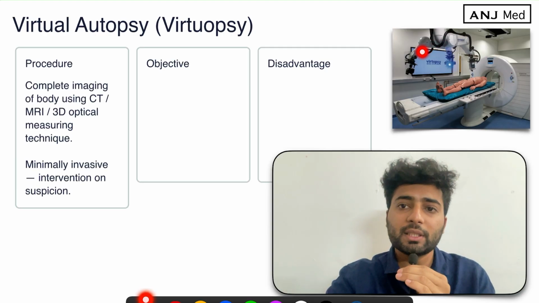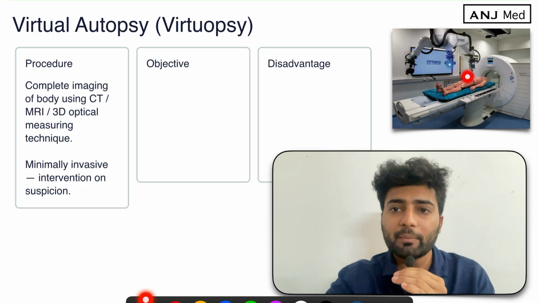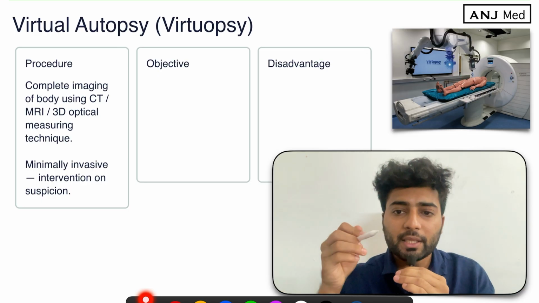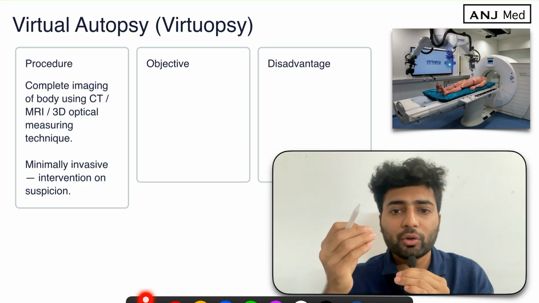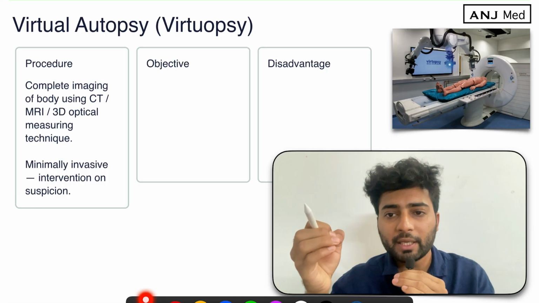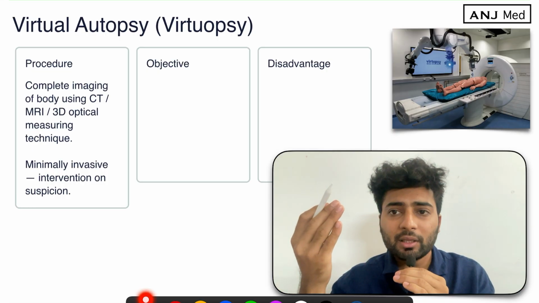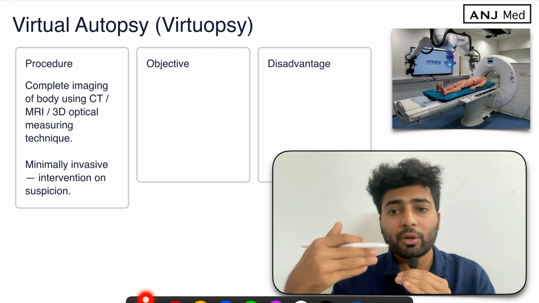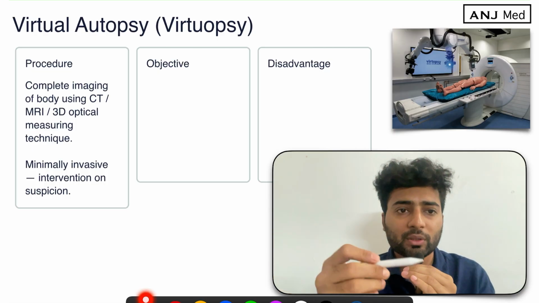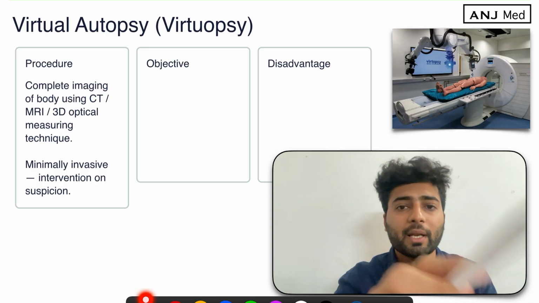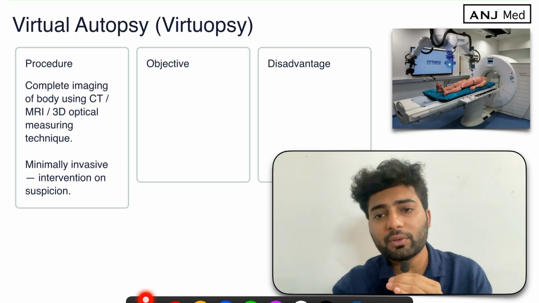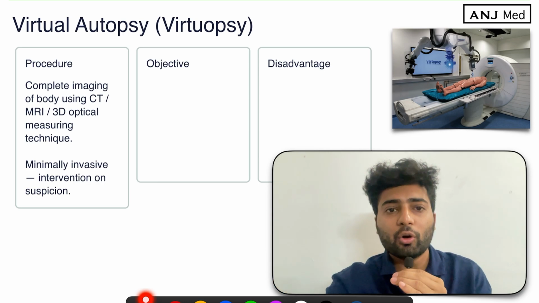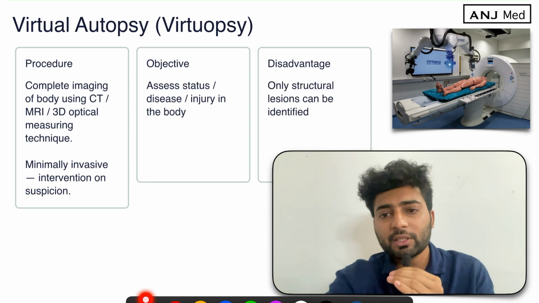In this image, you can see these are CT scan machines taking images of the person. Now, this is done in cases where we don't want to cut the body, where the relatives are telling us that they want the body to be in proper shape. So in this situation we do a CT or MRI. It's a minimally invasive technique, the body will stay intact. The objective here is to assess the injuries of the body.